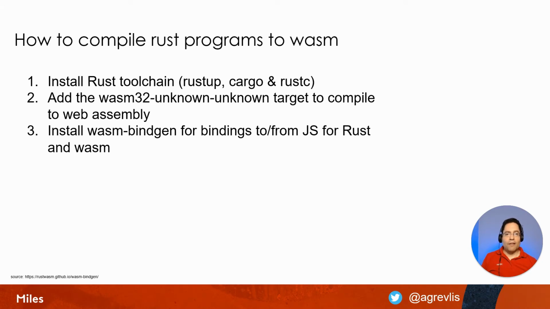So how can we compile Rust programs to WebAssembly? The first thing is to install the Rust toolchain that we talked about. After that, we need to define a compile target, so we need to add the wasm32-unknown-unknown target in order to be able to compile to WebAssembly. Then we need to install another crate called wasm-bindgen. What this does is define some glue code so that we can communicate from our calling application, which is in JavaScript, down to the WebAssembly.